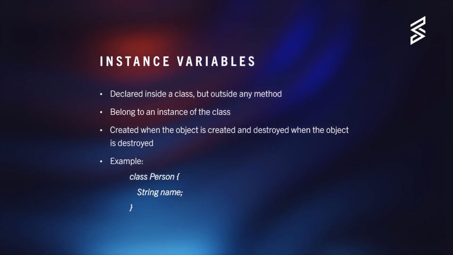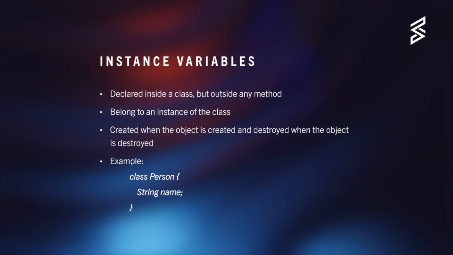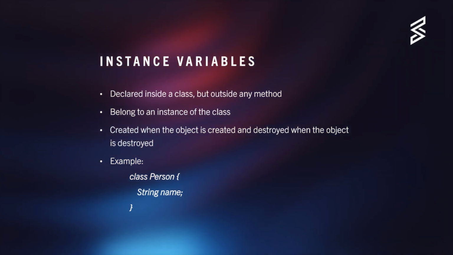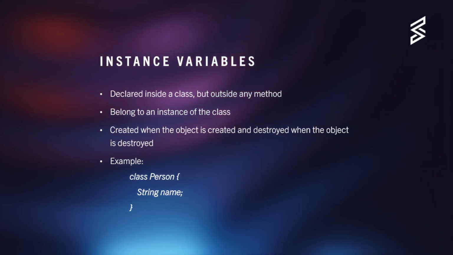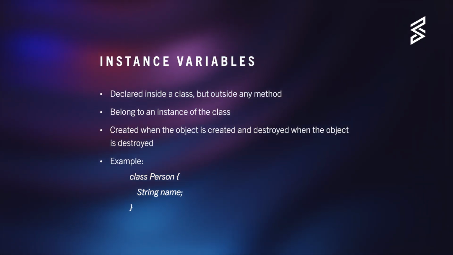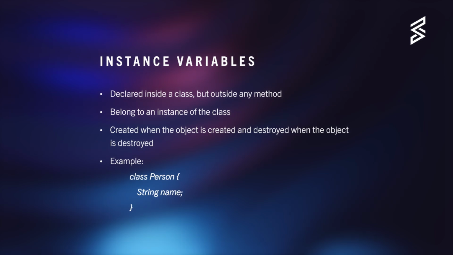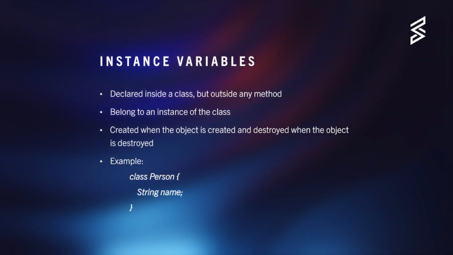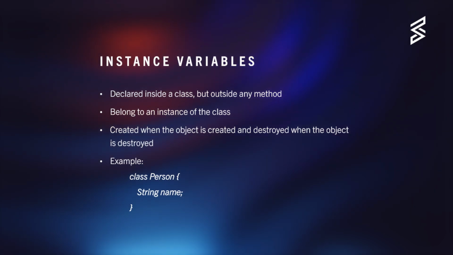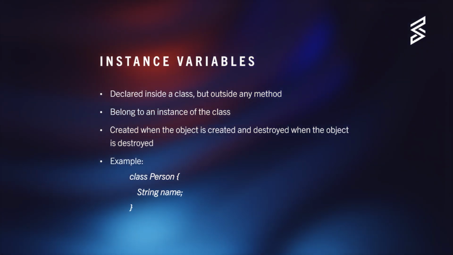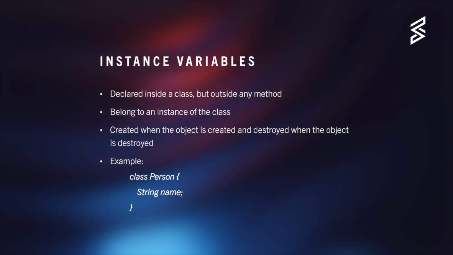Instance variables. Instance variables are declared in a class but outside of any method. For example, consider a class Person which declares a variable String name. Here name is an instance variable. If you create two Person objects, each will have its own name field. These are initialized when the object is created.